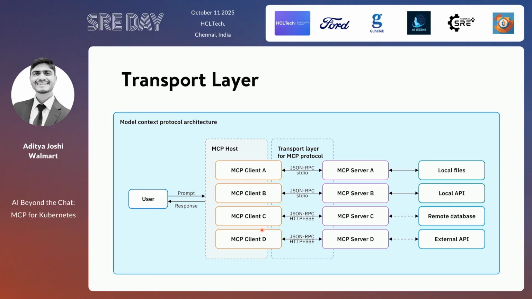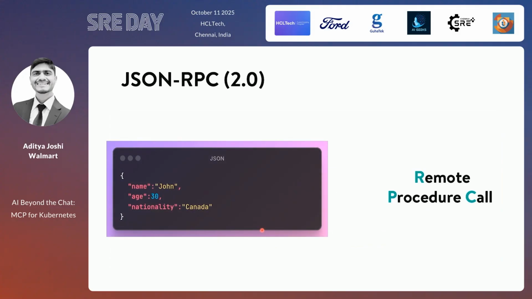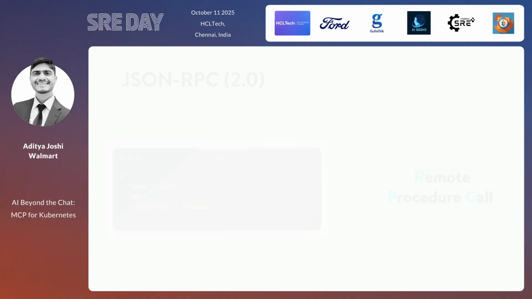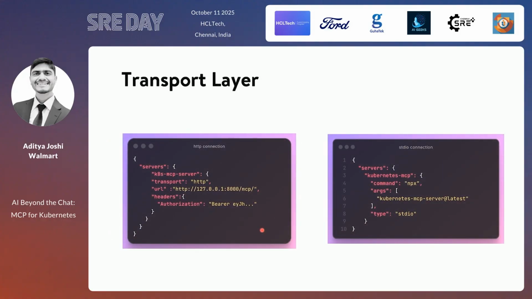Whereas if your MCP server is running on some remote machine in some cloud, then you can use the JSON RPC protocol to connect to that MCP server. JSON RPC is a standard protocol which allows you to send the data in the form of JSON, and it makes remote procedure calls, which means that the procedures or the functions are stored remotely on those servers. I'll give you an example of the difference between the HTTP-based connection and the standard input-output-based connection.